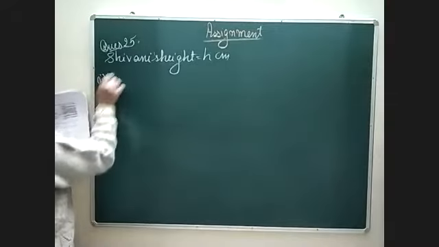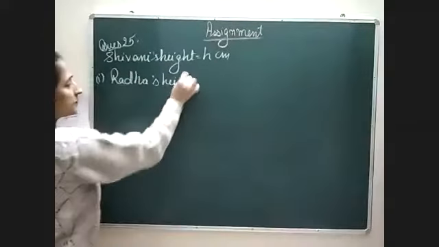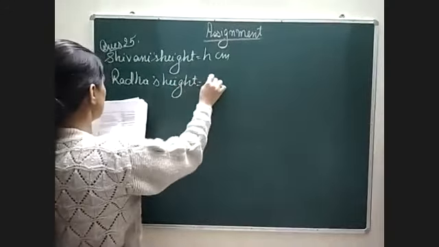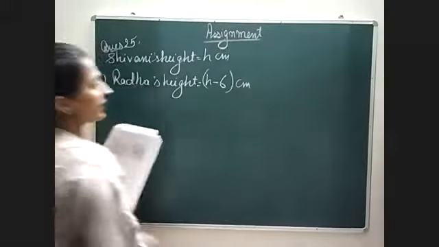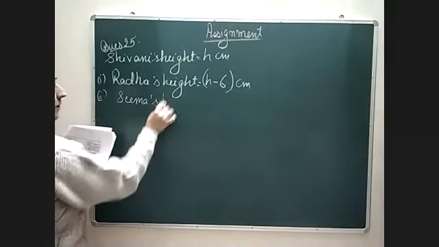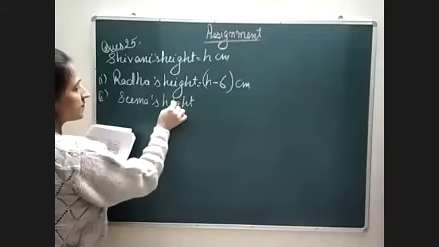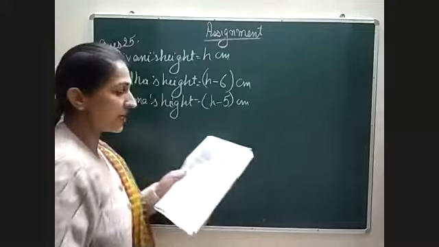First part, Radha's height is equal to h minus 6. Now if you are using centimeter, then you will write like this. Second part, Seema's height. And we are given h minus 5 because it is 5 centimeters less than Shivani. See here, 5 centimeters less than Shivani.